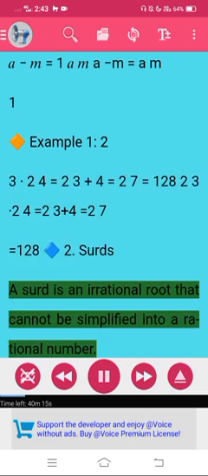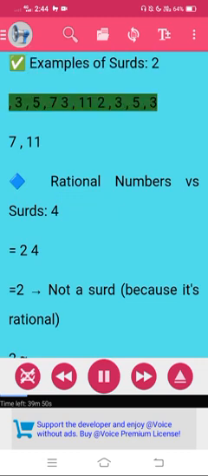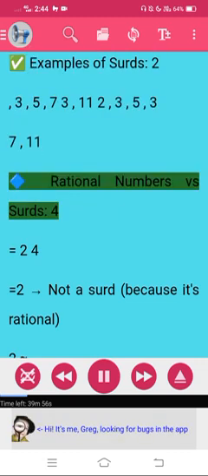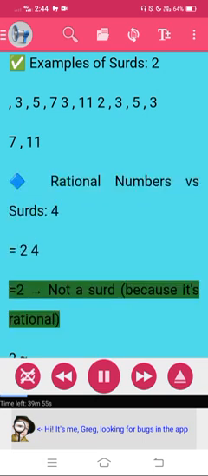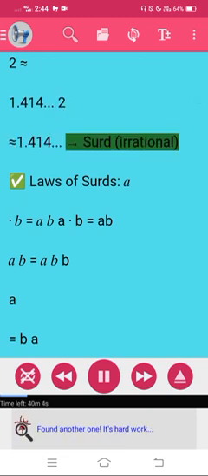2. Surds. A surd is an irrational root that cannot be simplified into a rational number. Examples of surds: root 2, root 3, root 5, root 7, root 11. Rational numbers versus surds: root 4 equals 2, not a surd because it is rational. Root 2 is approximately 1.414, a surd, irrational.